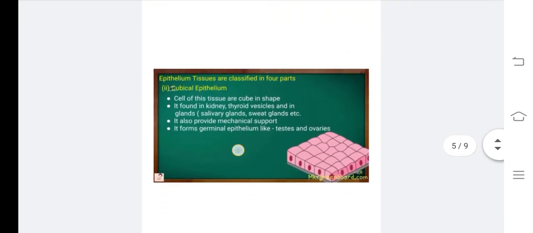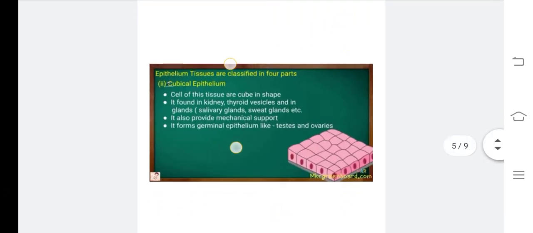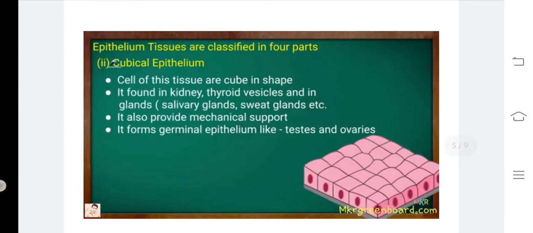Next one is cuboidal epithelial tissue. What is the second one, ma? Epithelial tissues are classified into four categories. First one is simple. What is that one? Squamous epithelial tissue. Why can we call it squamous? It is arranged in a single layer. It looks like mosaic tiles. Understand?